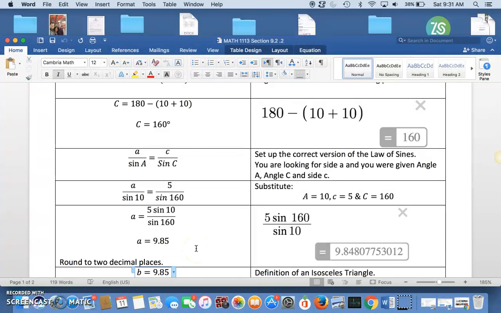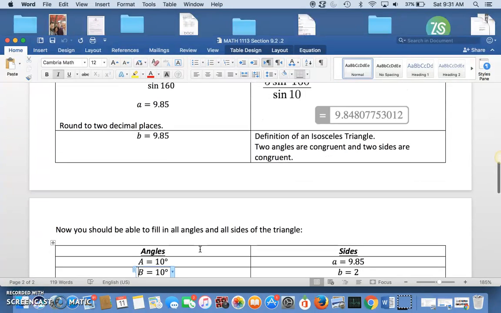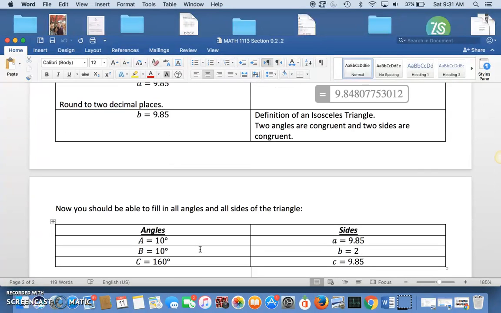It's 9.85. And since it's an isosceles triangle, both A and B are 9.85. So now you have the three angles and the three sides.